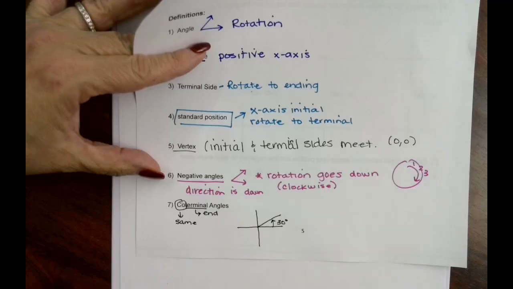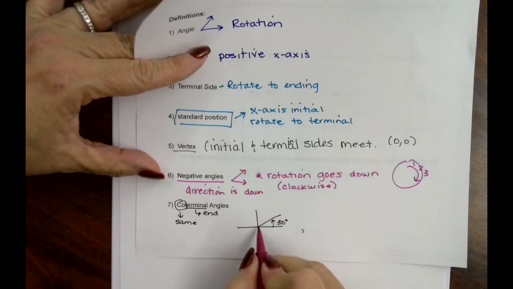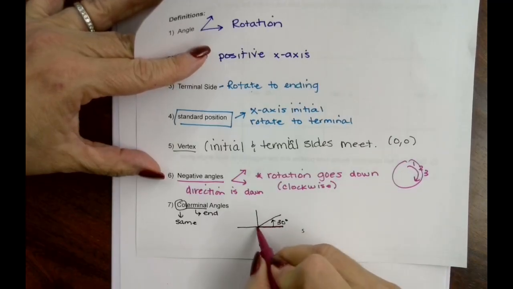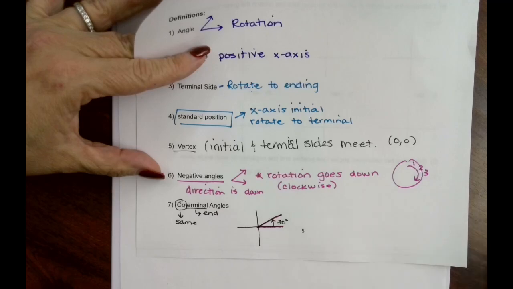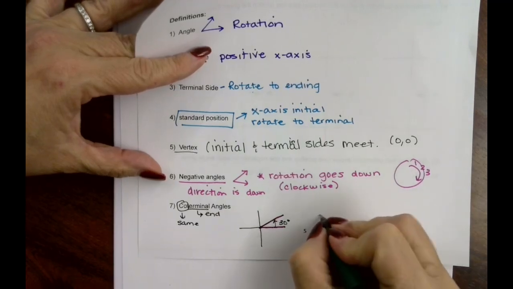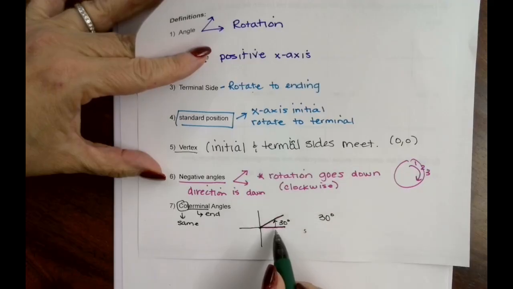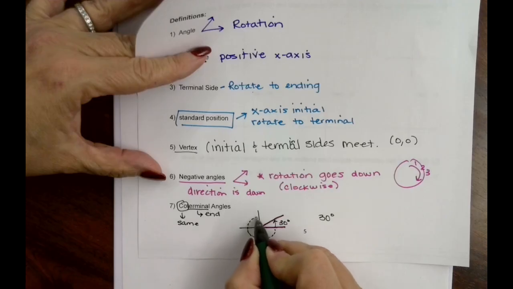So this is my initial side right here, and here's my terminal side that goes this direction. So my angle here is 30 degrees. It's positive, but I don't need to say that it's positive. But I could also go this direction.